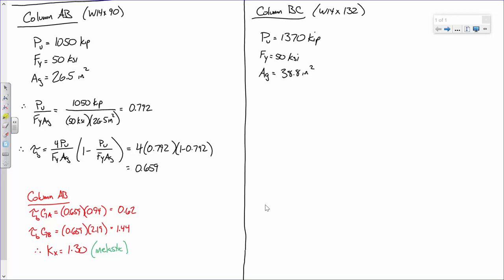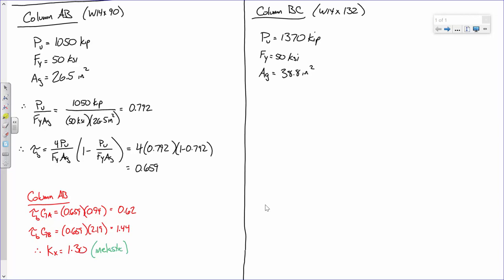Lowered it, okay? So what does that do to KL over R? If K gets smaller, what happens to KL over R? It gets smaller. And if KL over R gets smaller, what happens to our capacity? Does the column get stronger or weaker? Stronger. So by including tau, we are able to squeak out more capacity with this column.